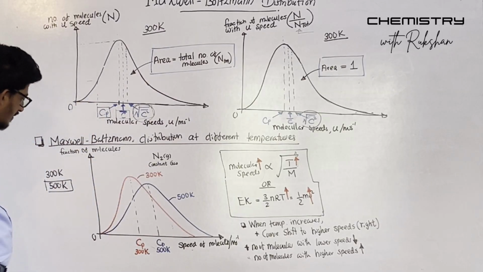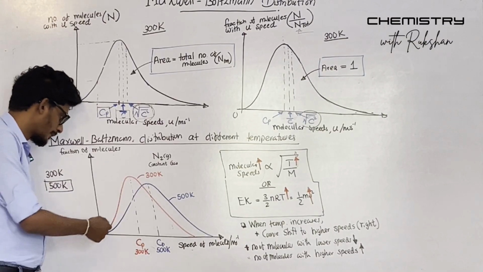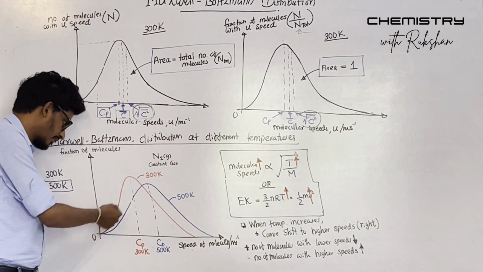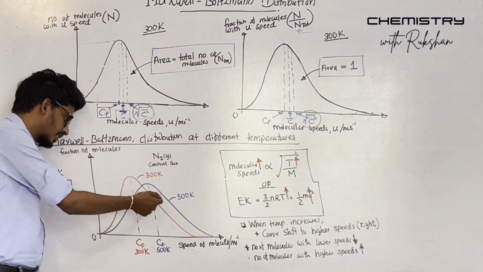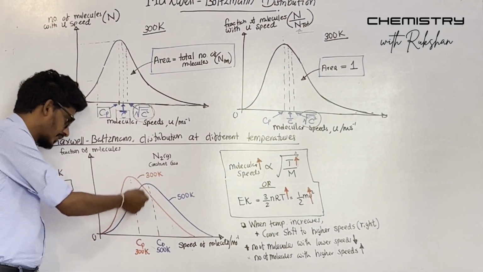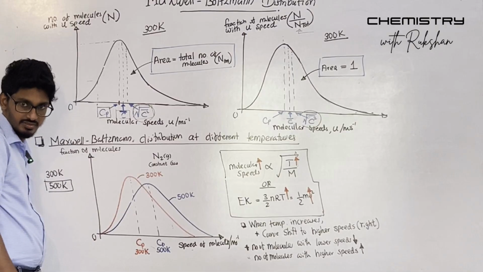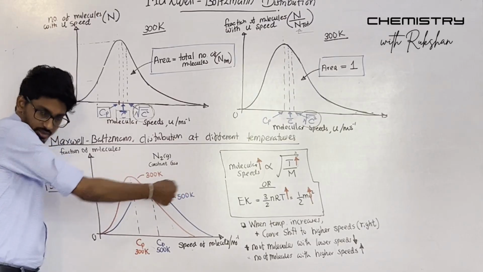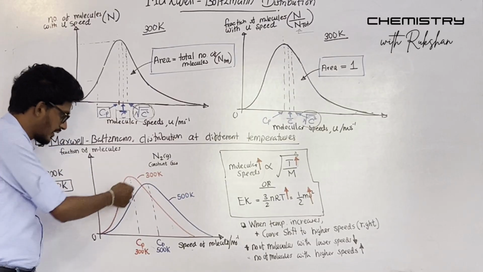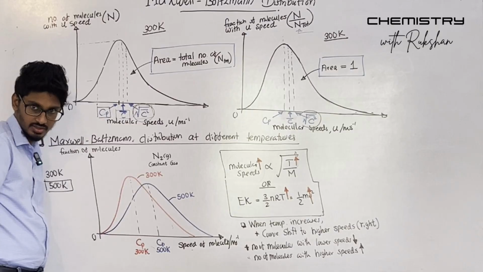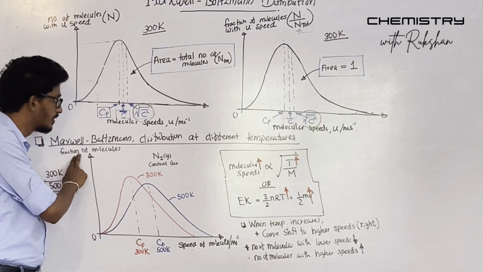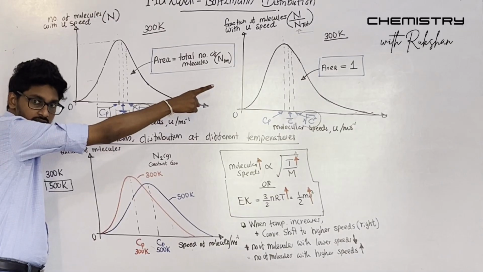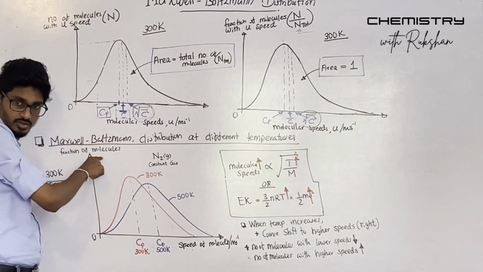You have to shift the curve to the higher velocities, keeping the area under the curve constant. Just look at this. The area under the curve always gives the number 1. This is the fraction of molecules.